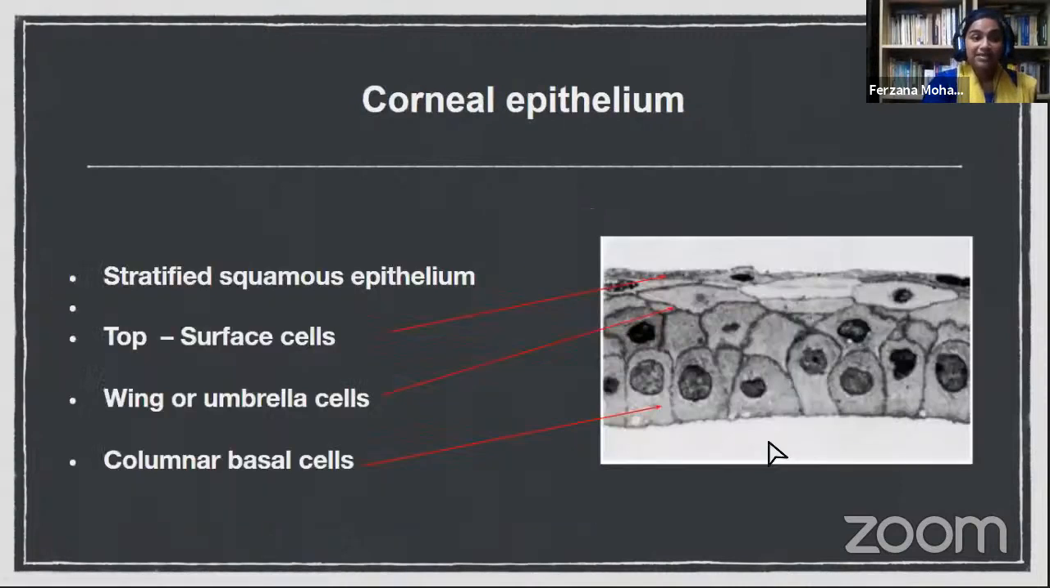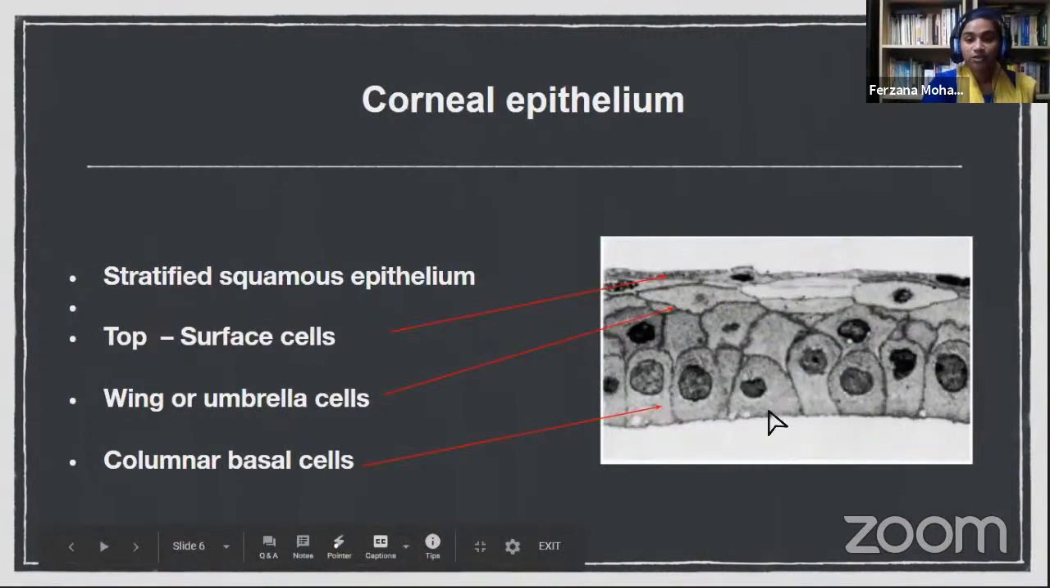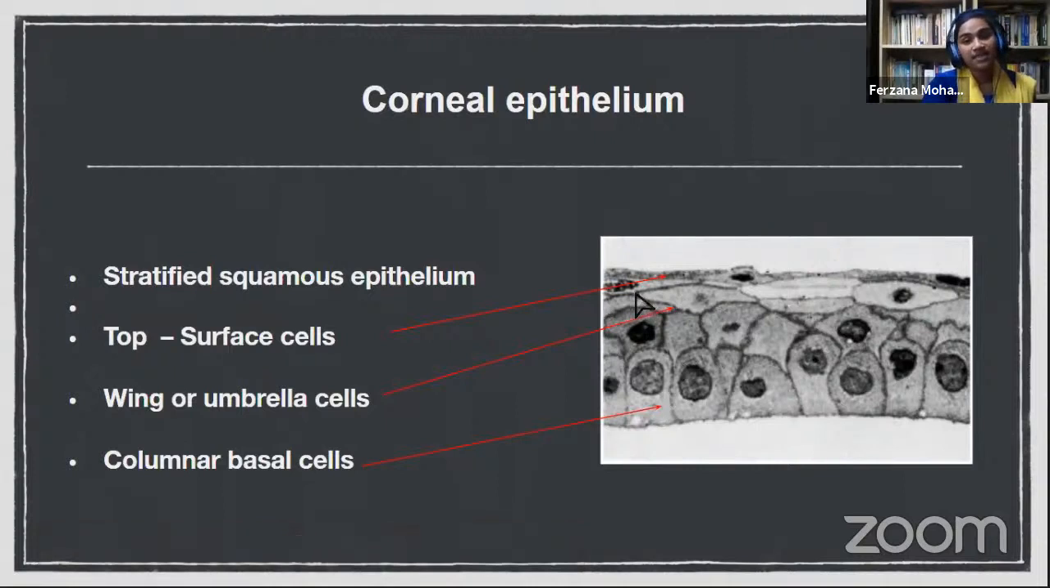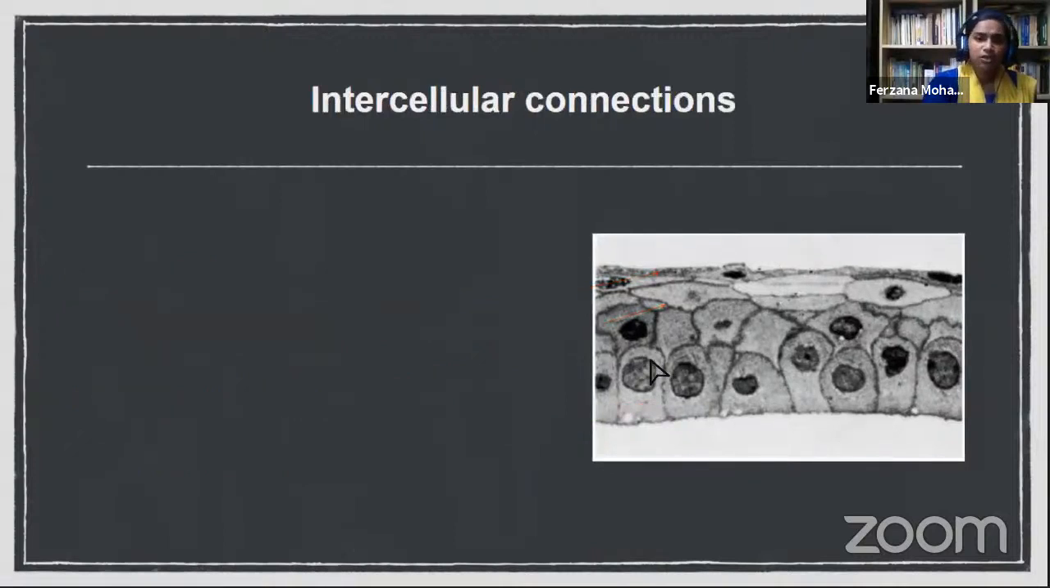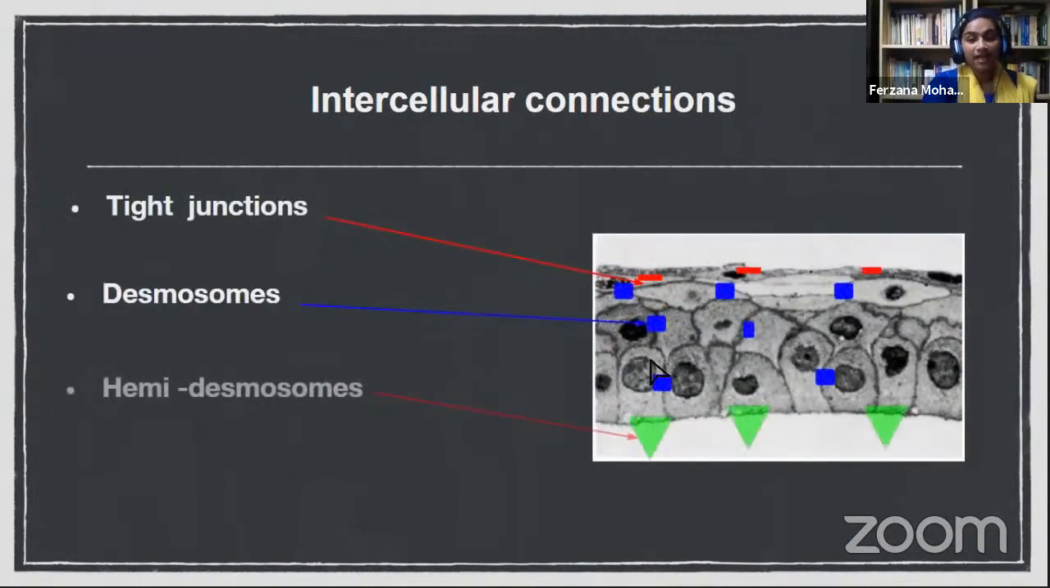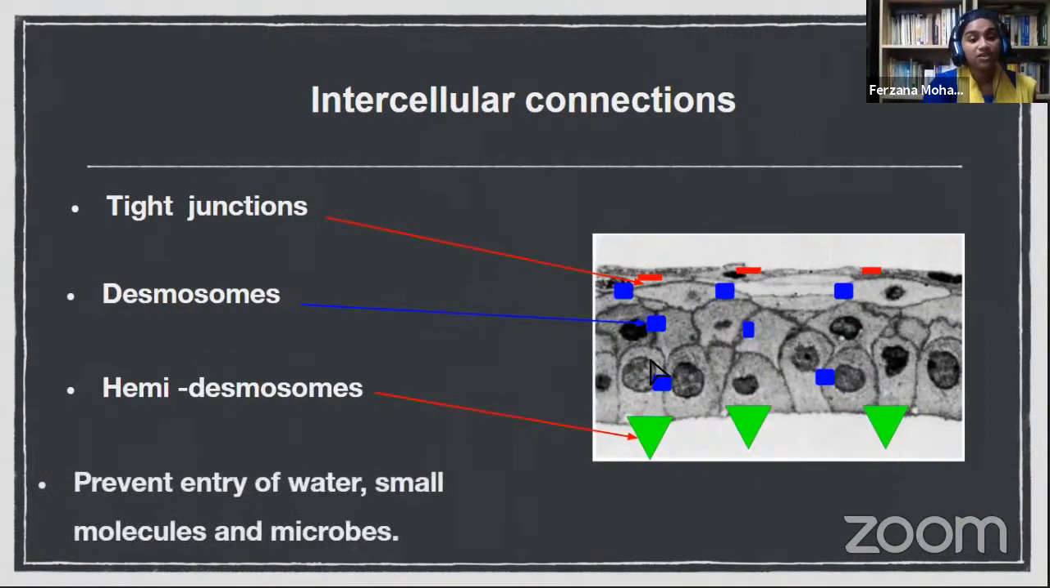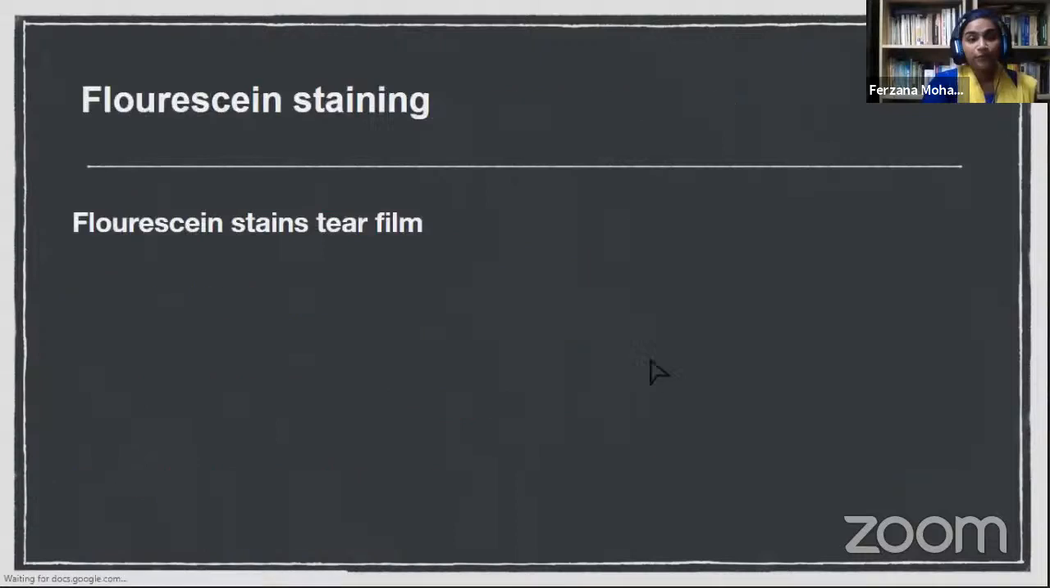The corneal epithelium is stratified, squamous, non-keratinized. The youngest cells are at the bottom, the columnar basal cells. Then come the wing cells, and the oldest cells are compressed at the top, the surface cells. All these cells have innumerable intercellular connections. These include the tight junctions, the desmosomes, and the hemidesmosomes. Together these constitute the epithelial barrier, and it is this barrier that prevents the entry of water, molecules, and microbes into the cornea.